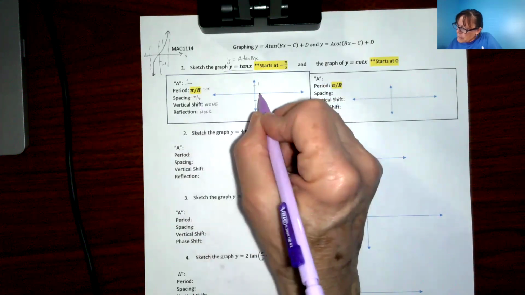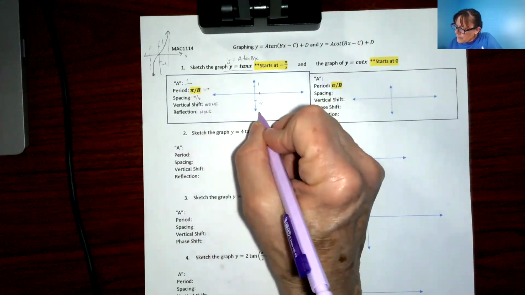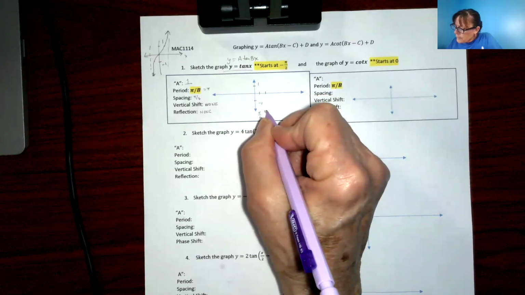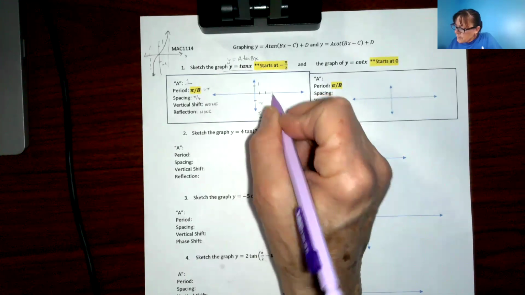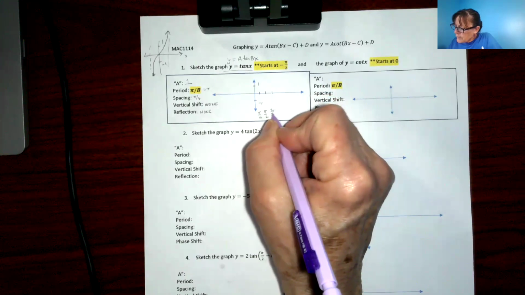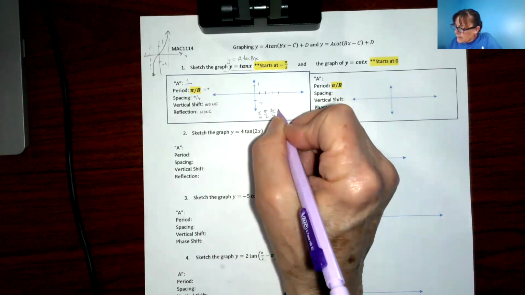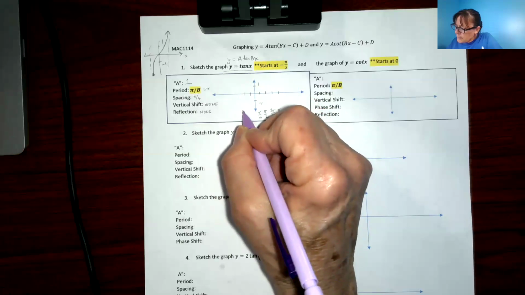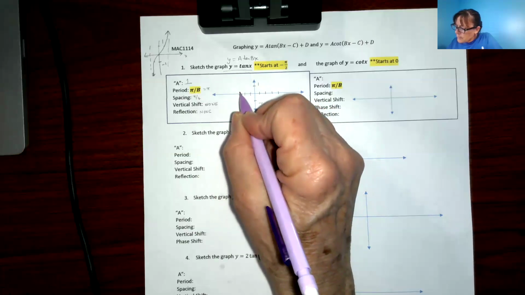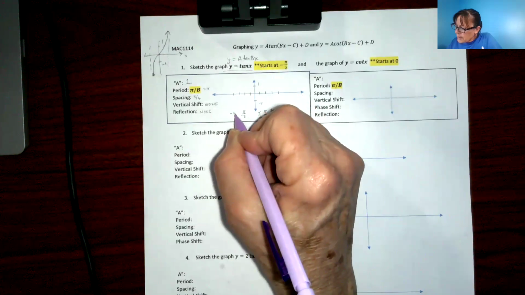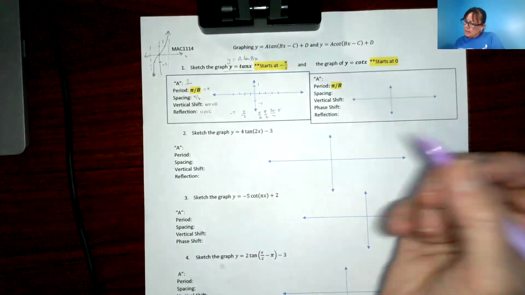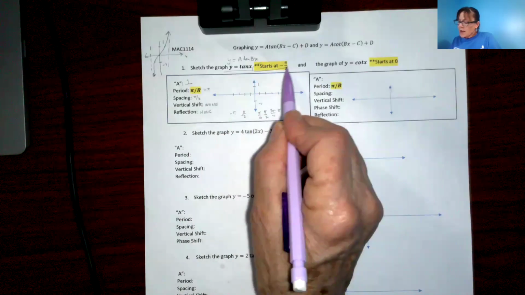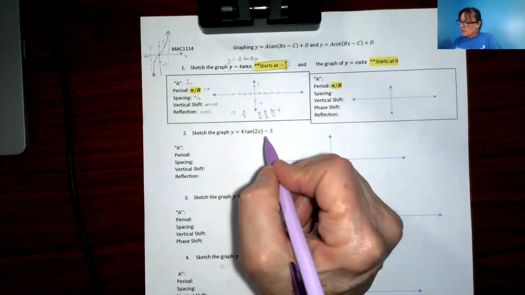The spacing is pi over 4. So we're going to go pi over 4, 2 pi over 4, which is pi over 2, 3 pi over 4, pi. Negative pi over 4, negative pi over 2, negative 3 pi over 4, negative pi. Okay, so this is what this looks like. This is the big deal. It does not start at 0. It starts at negative pi over 2.